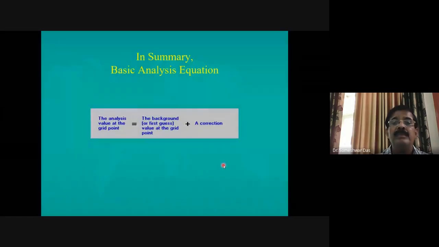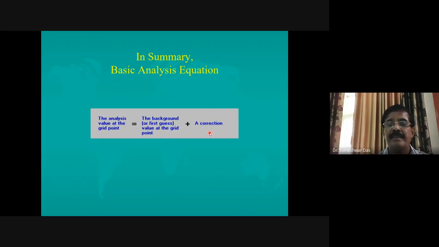So, in summary, we can say that the analysis value at any grid point is equal to the background field, or the first guess field, at that grid point plus a correction. I think I had shown you this slide earlier in some other context. Do you remember the slide?